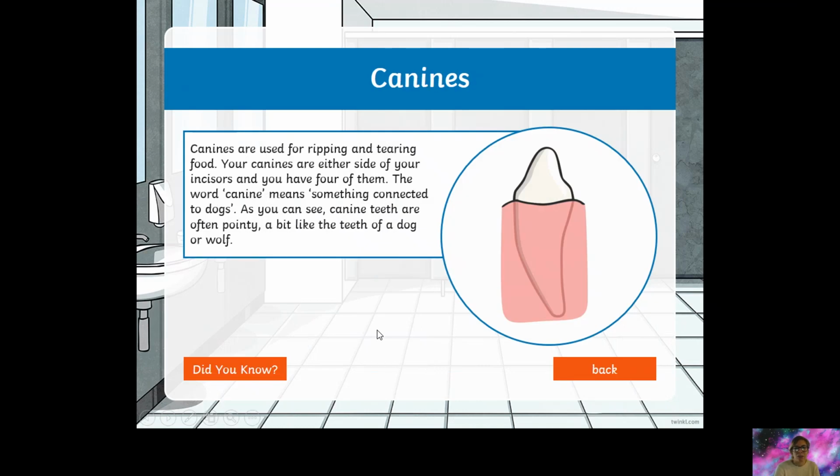These teeth are called canines, and they're used for ripping and tearing our food. Your canines are either side of your incisors, and you have 4 of them. The word canine means something connected to dogs. As you can see, canine teeth are often pointy, a bit like the teeth of a dog. So your canine teeth are your teeth here, which are pointier, good for ripping things. Oh, there's a did you know fact. Carnivores, which are animals that eat only meat, have large canine teeth to help rip their food.